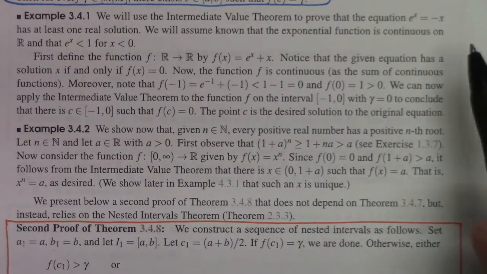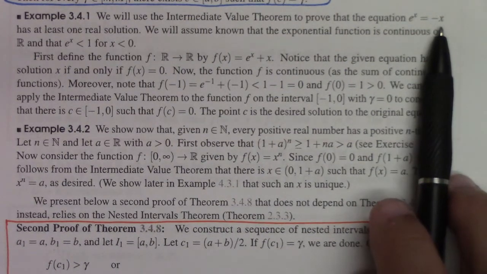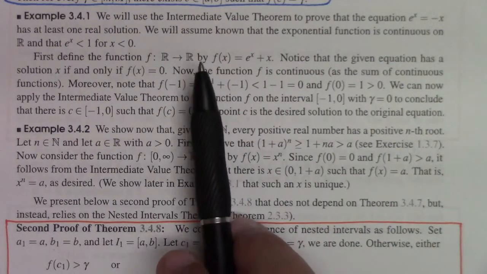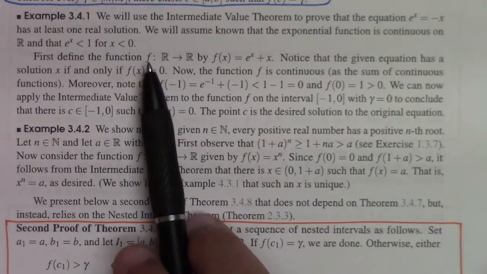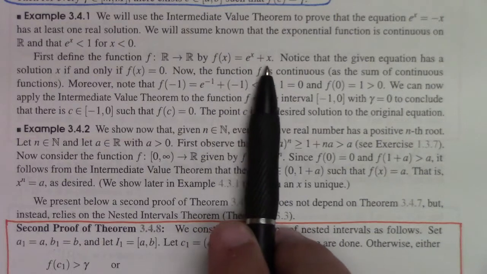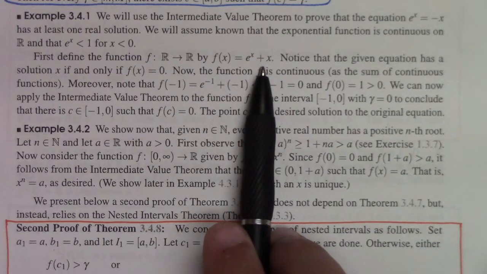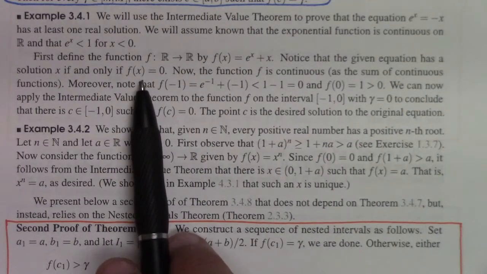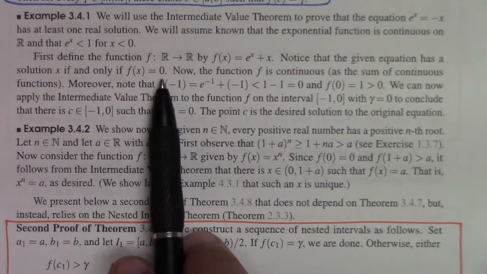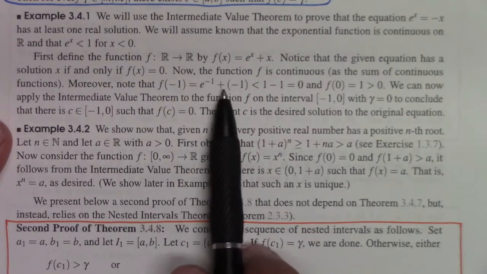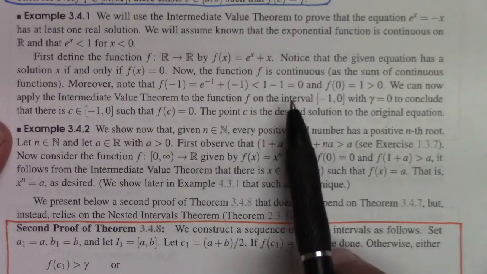So the exponential is continuous. Of course, x and minus x are continuous. And so the function f of x equals e to the x plus x is continuous because it's the sum of continuous functions. Now notice that, let's see here, f of minus 1 is equal to, what?